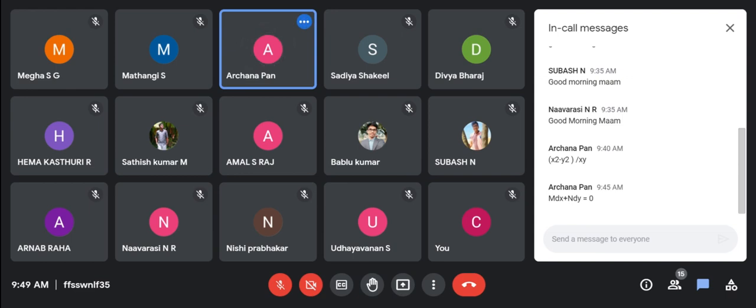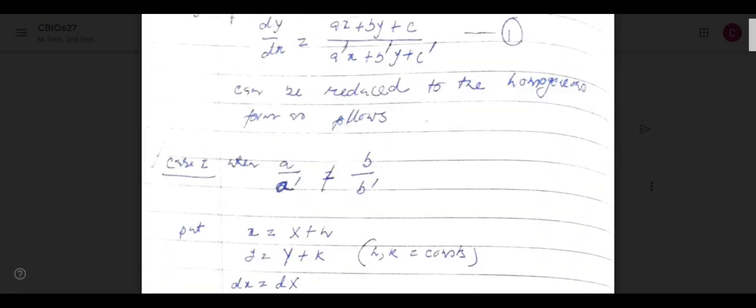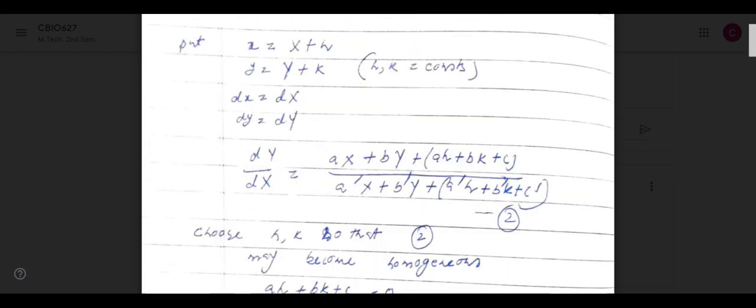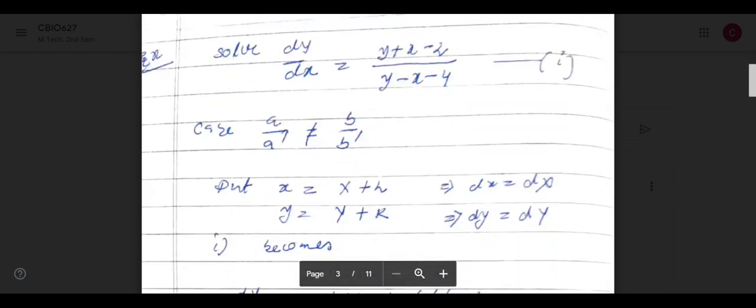So for this one I gave one problem. See that one: dy by dx equal to y plus x minus 2. After discussing case 1 and case 2, I gave one problem. You see, dy by dx equal to (y plus x minus 2) by (y minus x minus 4). Okay. First one you do. We have a by a dash not equal to b by b dash. Then in that case what do you have to do?